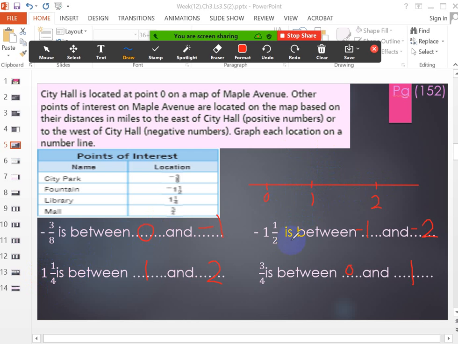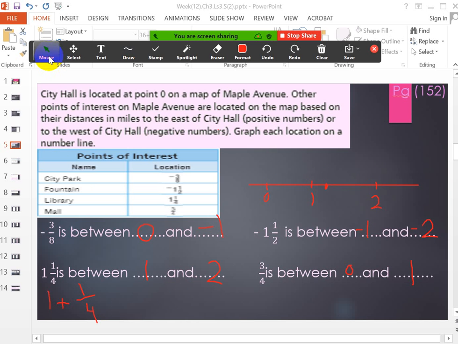How do we know 1 and 1 over 4 is greater than 1? Because 1 and 1 over 4 is what? In a mixed number, you have to remember what we mean by a mixed number. 1 and 1 over 4 is 1 plus 1 over 4. That means you add to the whole a fraction, which is 1 over 4. Okay, Farah? That's why 1 and 1 over 4 will be right here, between 1 and 2.